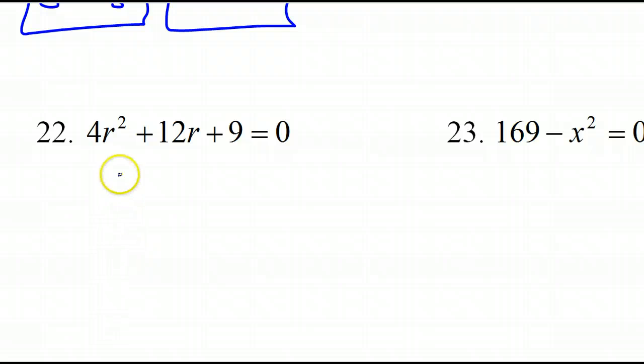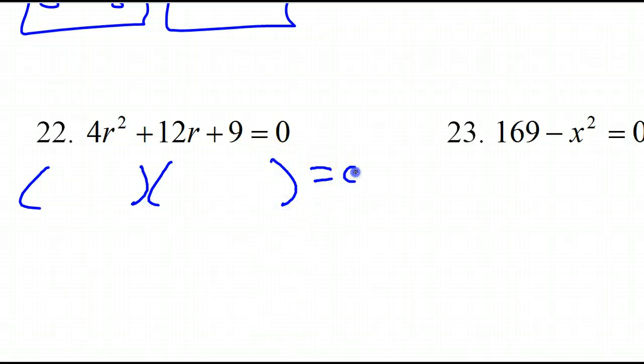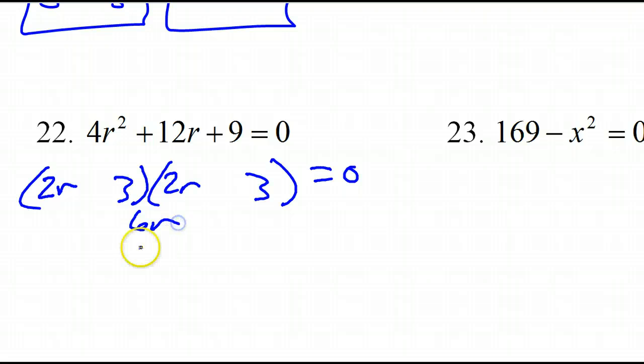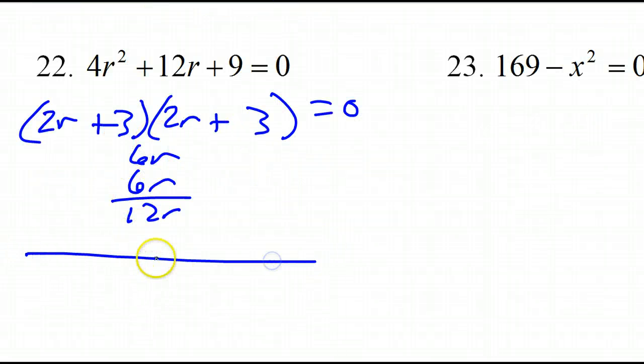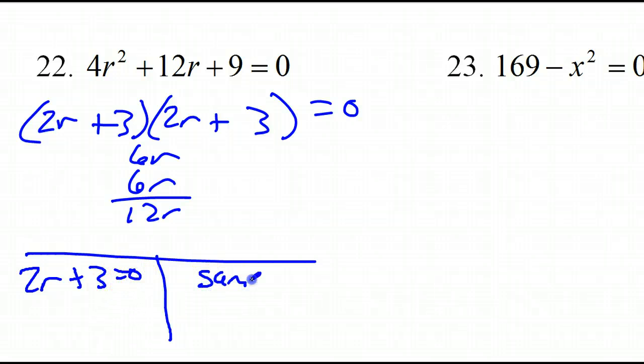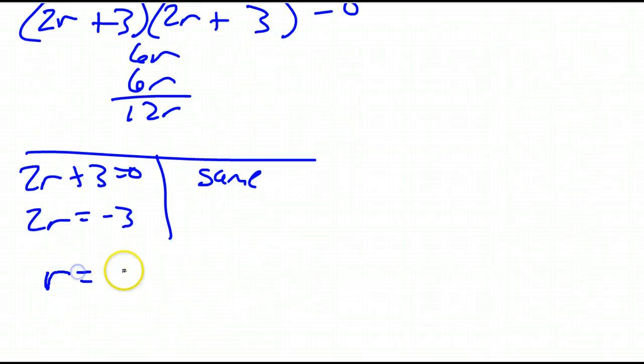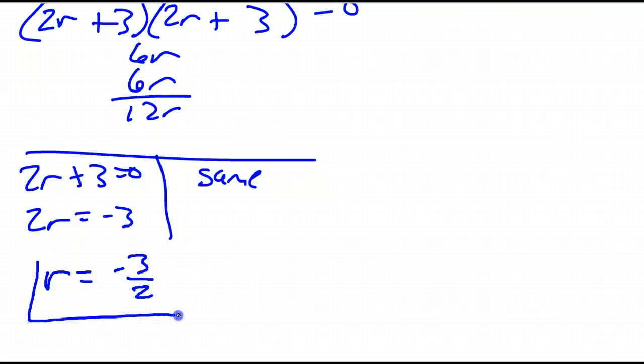Okay. Let me see if I can do these problems super fast. The bell just rang. Let's see, can I do it fast? This is probably going to be 2r times 2r. This is probably going to be 3 times 3. Okay, that would make 6r inner and 6r outer. That will make 12r, which is what I want, plus. Okay, zero product property. If I do 2r plus 3 equals 0, same. That will give me 2r equals negative 3, and r equals negative 3 over 2.